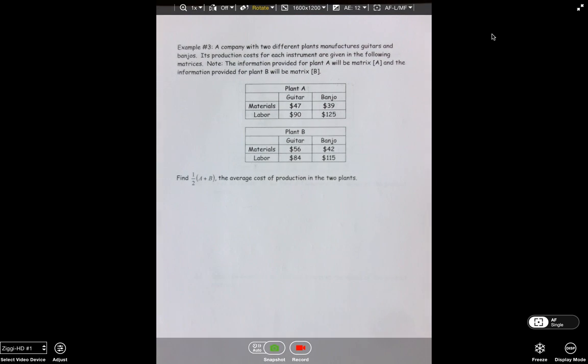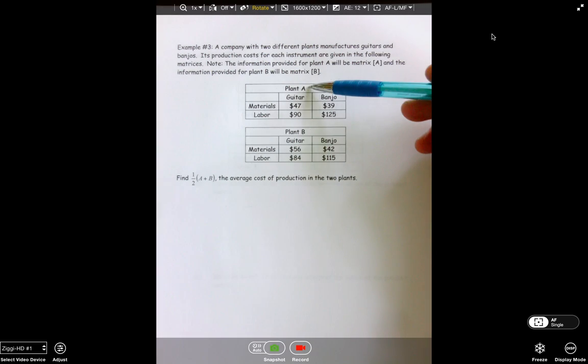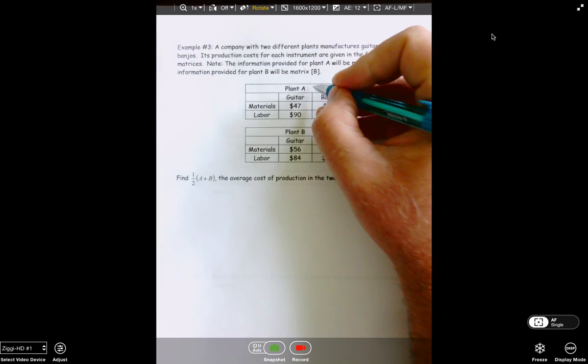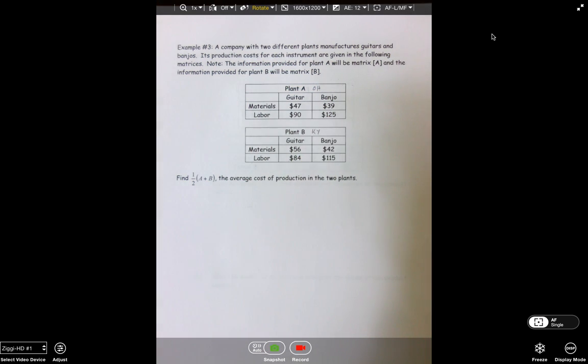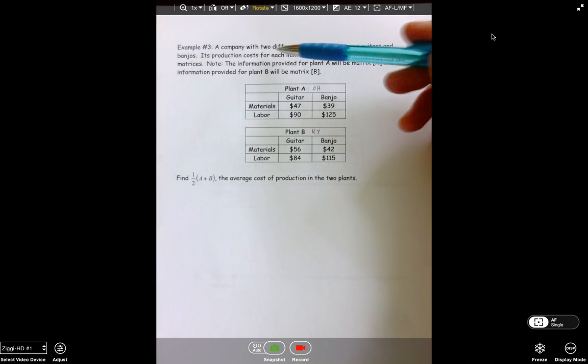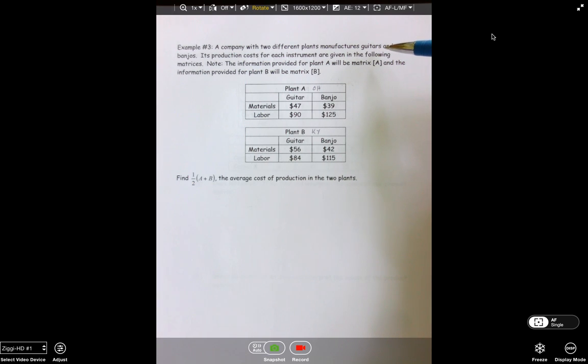All right, gang. Here we have two different companies. And I told you earlier about drivers and putters for left hand and right hand. So apparently what's going on here, you've got two different companies, a plant A and a plant B. Let's say this one's in Ohio and this one's in Kentucky, just to give you some sort of reference potentially. Production costs for each instrument are given in the following. Plant A is matrix A, and Plant B is matrix B.